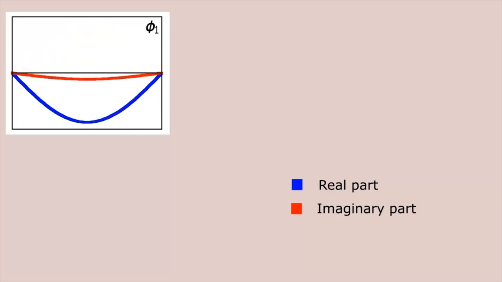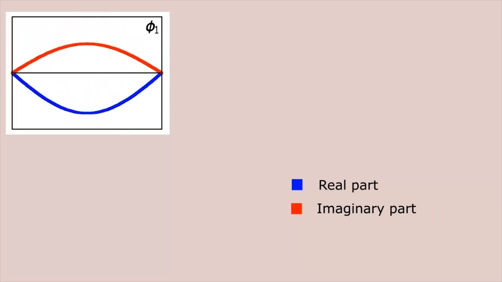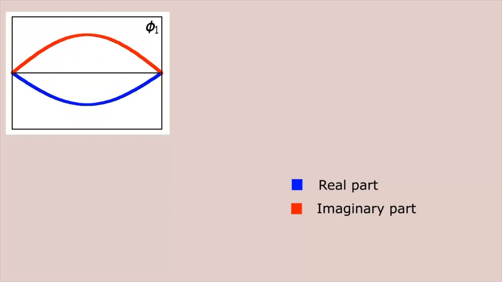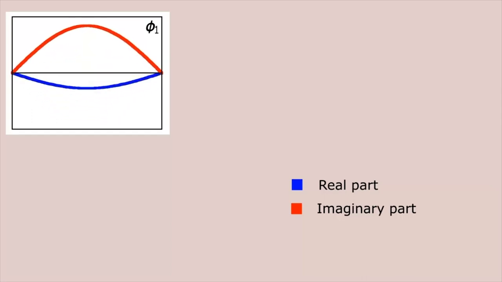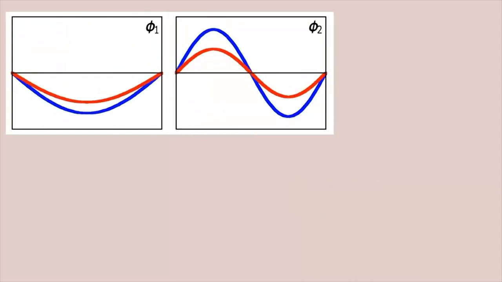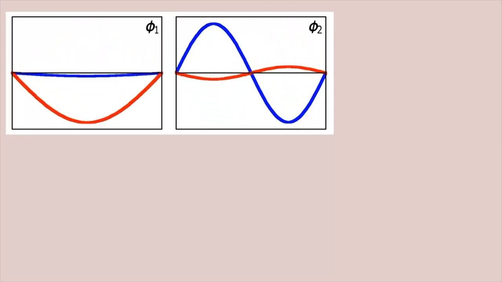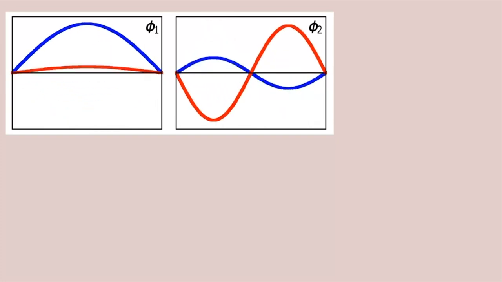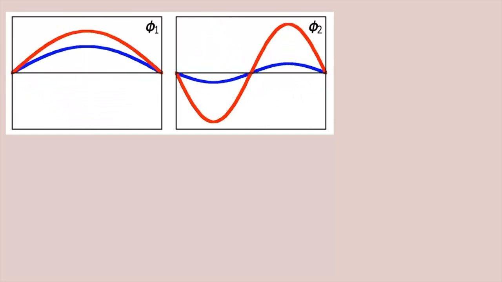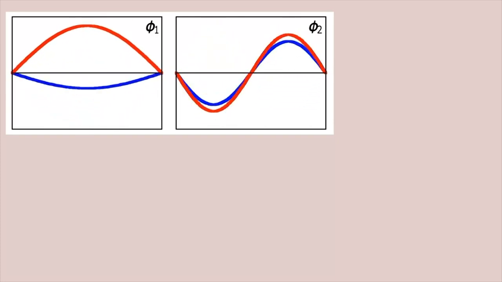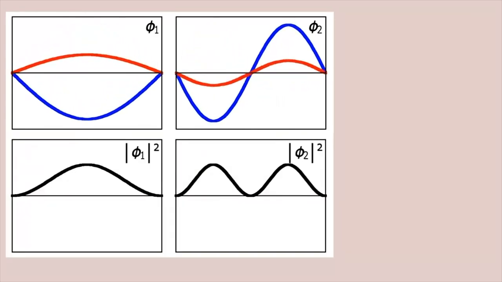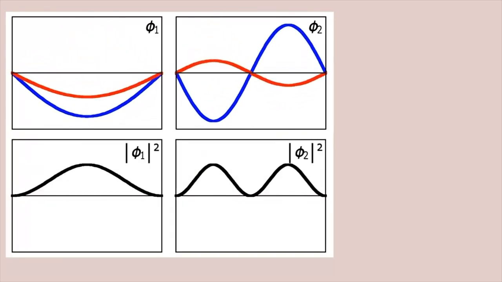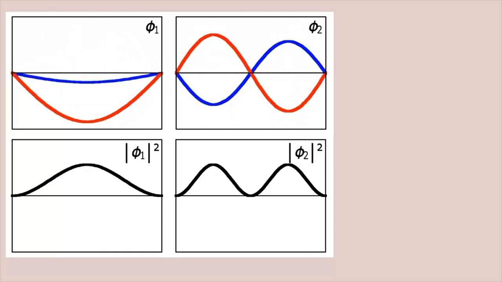As you can see, the real and imaginary parts complement each other, because one is the cosine function and the other is the sine function. So, as cosine increases, the sine decreases, and that is what you see here. You can now see the second eigenfunction of the particle in a box and its time evolution. Interestingly, the probability density corresponding to both these wave functions, which is shown in the bottom here, does not depend on time.